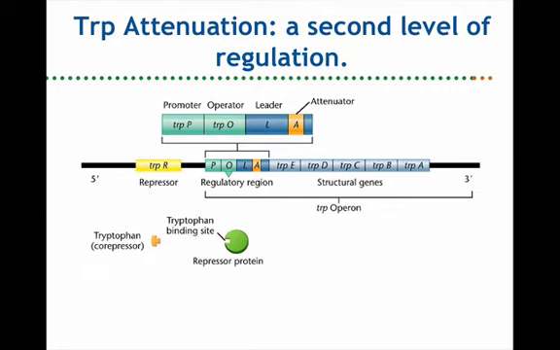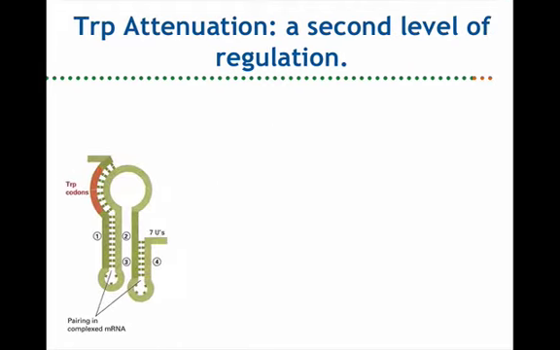There's this region called the attenuator. Attenuation means sort of dimming. Attenuation means fine detail changes. The TRP attenuator, once that region is transcribed, look, it can pair with itself. This is the local control. This is the control that's right at Dennis's house. The TRP attenuator, after transcription, can pair with itself.